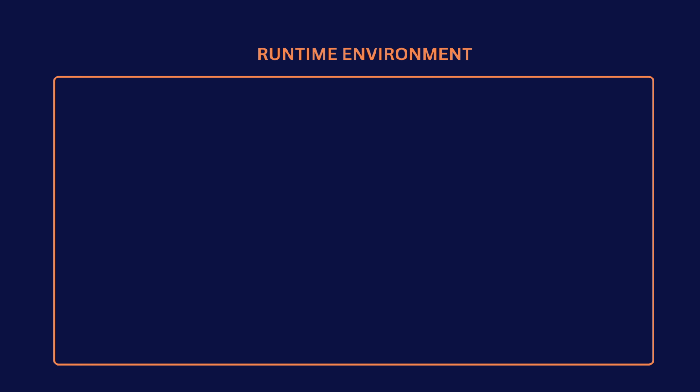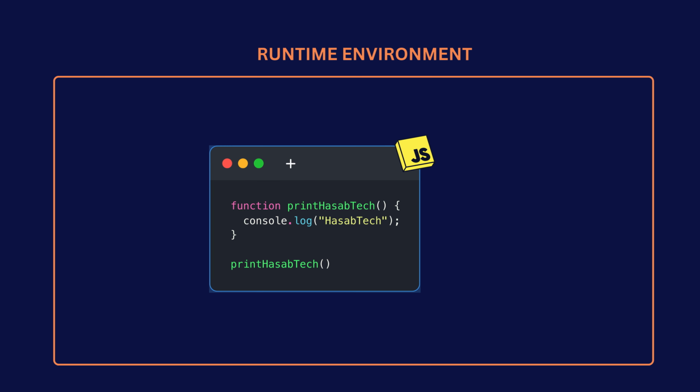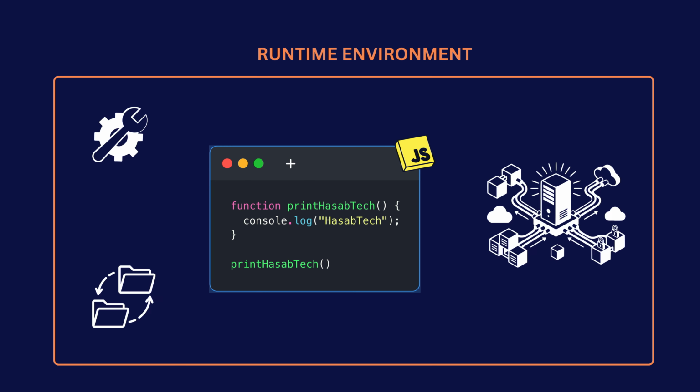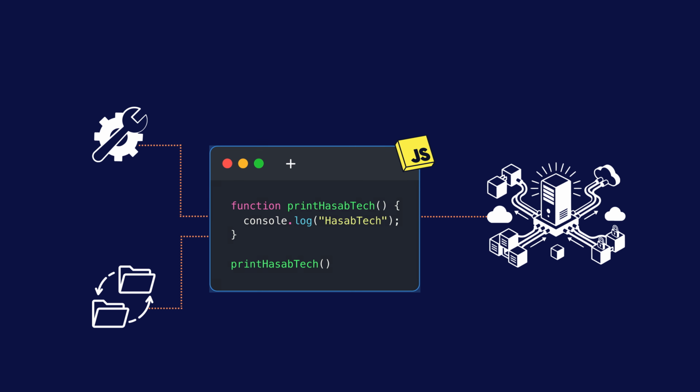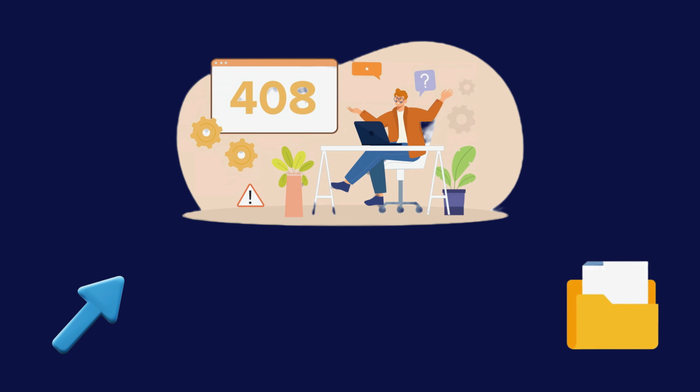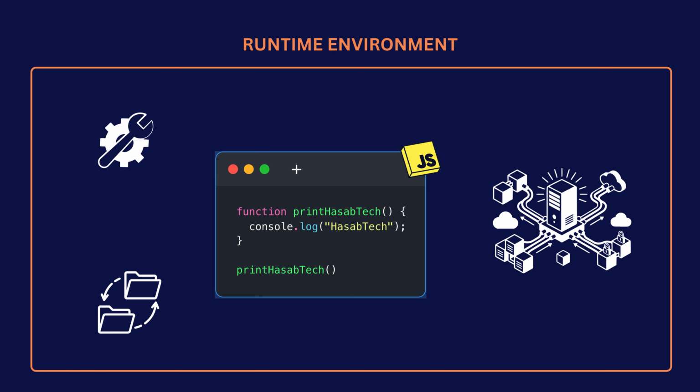It is basically a system in which your JavaScript code survives and runs. This environment provides all the tools, libraries, and infrastructure your code actually needs to perform the things that you write in it, like performing click actions, accessing files, making network requests, and others. Let's actually do a dissection of the JavaScript runtime environment to understand what it contains.